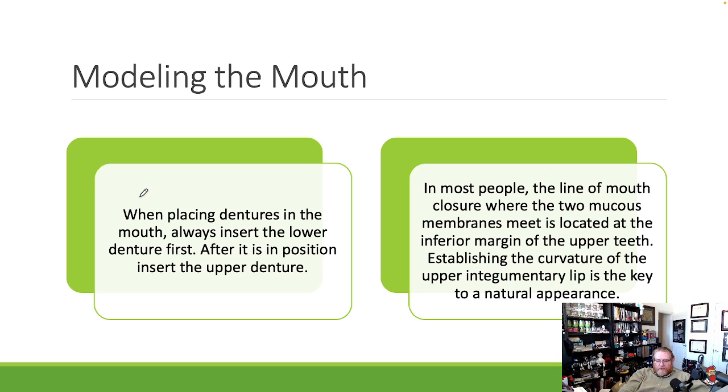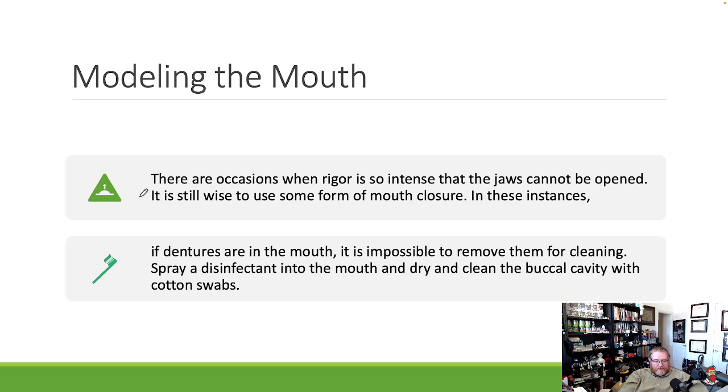In most people, the line of mouth closure where the two mucous membranes meet is located at the inferior margin of the upper teeth. Establishing the curvature of the upper integumentary lip is key to a natural appearance. Fancy way of saying, where your upper teeth stay, right here, this is where the line of demarcation, where your lips abut, should be. Right below the upper teeth, or right in front of the upper teeth, at the lower margin of the upper teeth.